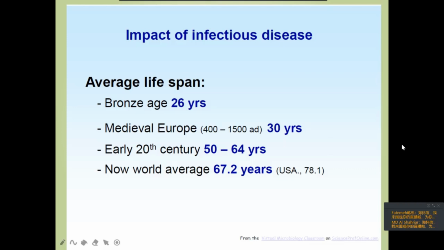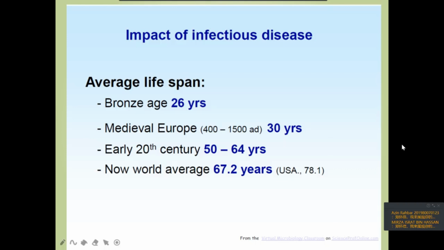And after that, even in medieval Europe, so that's from 400 to 1500 AD, the average lifespan was only 30 years, still pretty short. About 100 years ago, so that's early 20th century, the lifespan was 50 to 64 years. So that's after the development of modern medicine. The lifespan becomes longer, double that of medieval Europe. And now in the whole world, the average number is 67 years. So a little bit longer than 100 years ago.